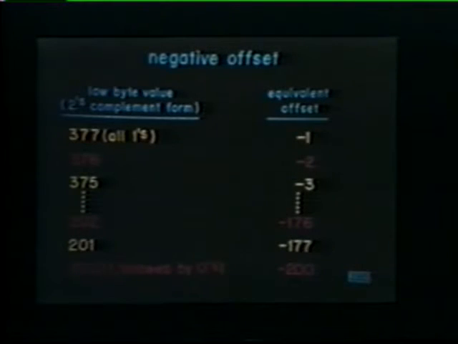This is a summation of negative offset values. We start out with 377. This is equivalent to all ones and calls for an offset of -1. 376 is the 2's complement equivalent for an offset of -2, and so on. 202 is the 2's complement of -176, down to the last value of 200. This is represented by a 1 followed by all zeros and is the 2's complement representing the maximum negative offset of 200.